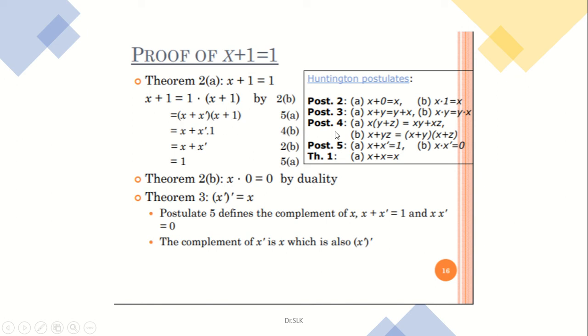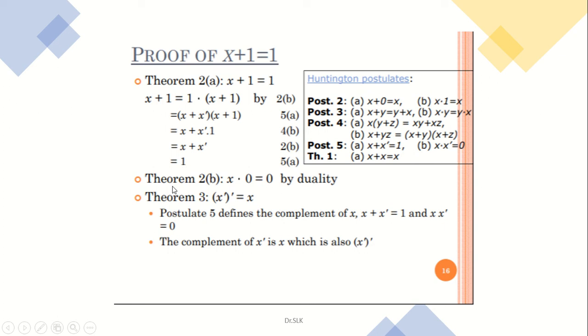Now by using postulate number 4b, x plus y into x plus z is x plus yz. Like that, x plus x dash into x plus 1 is x plus x dash into 1. So x dash into 1 is x dash. So x plus x dash should be equal to 1.